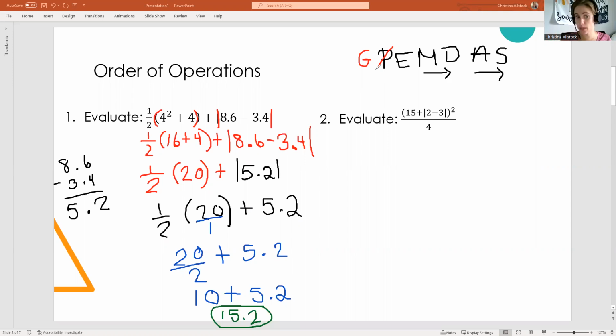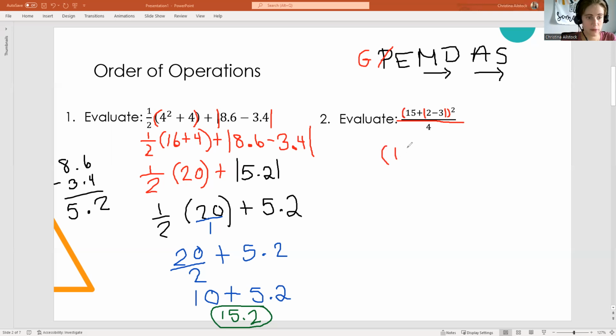And I have lots of grouping symbols again. I see this grouping symbol of parentheses. Within that, I see this grouping symbol of an absolute value bar, and I see this grouping symbol of a fraction bar. So when you have lots of them going on, you just work from the inside out. So my innermost grouping symbol is my absolute value bars. So that is what I'm going to work on first.